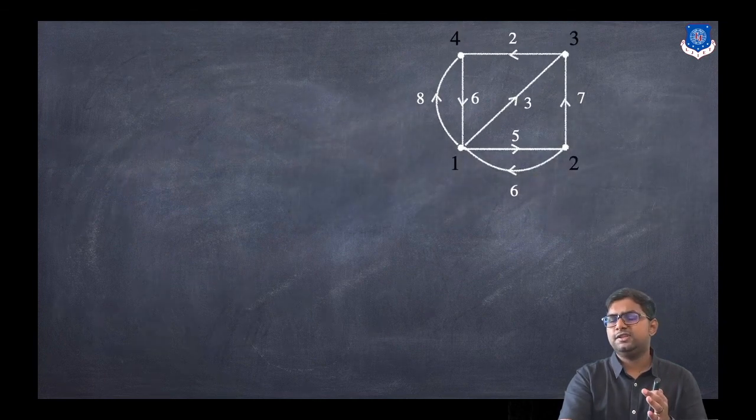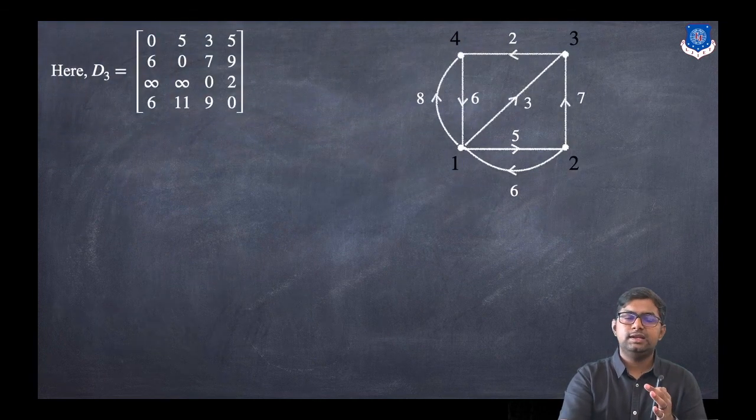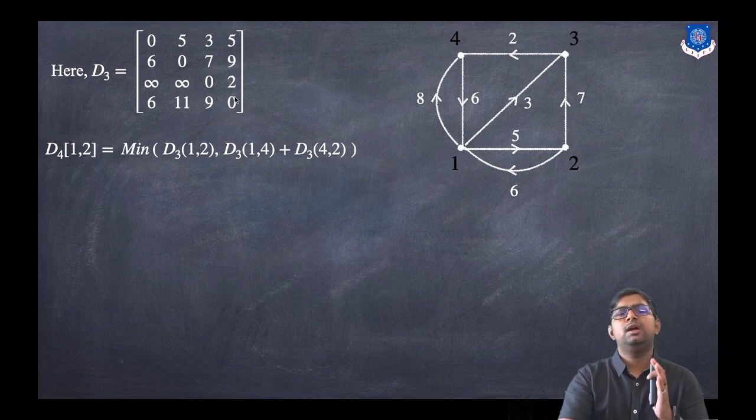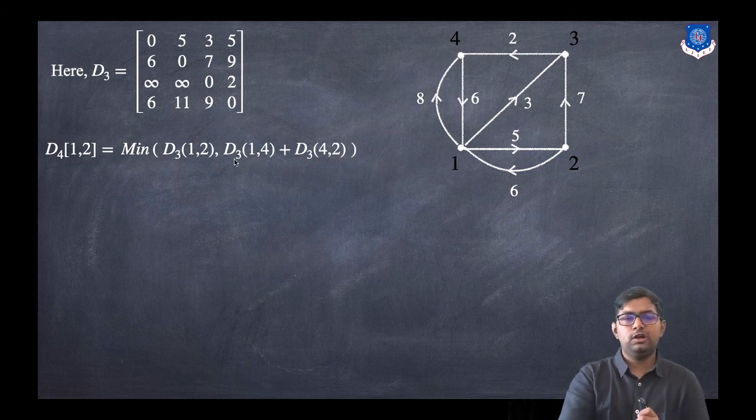Now the graph is the same, and this is the D3 that we just calculated. Now let us discuss D4. For D4, the fourth row and fourth column entries will be the same, and the diagonal entries will be the same. Now let us discuss one example. D4 of 1 2, that means this entry. That is the minimum of D3 1 2, and we will put 4 in between, to check whether there is any shortest path via 4 or not. So that means D3 of 1 4 plus D3 of 4 2.